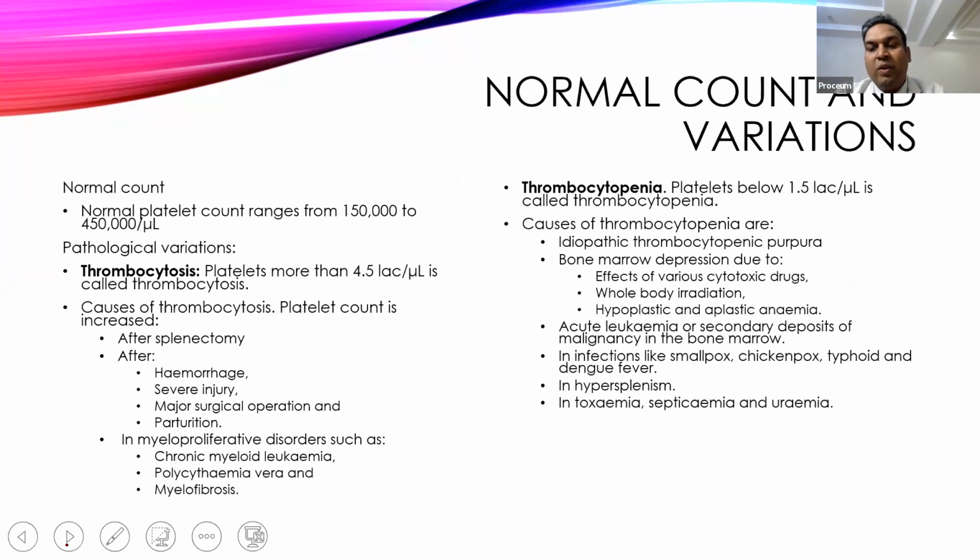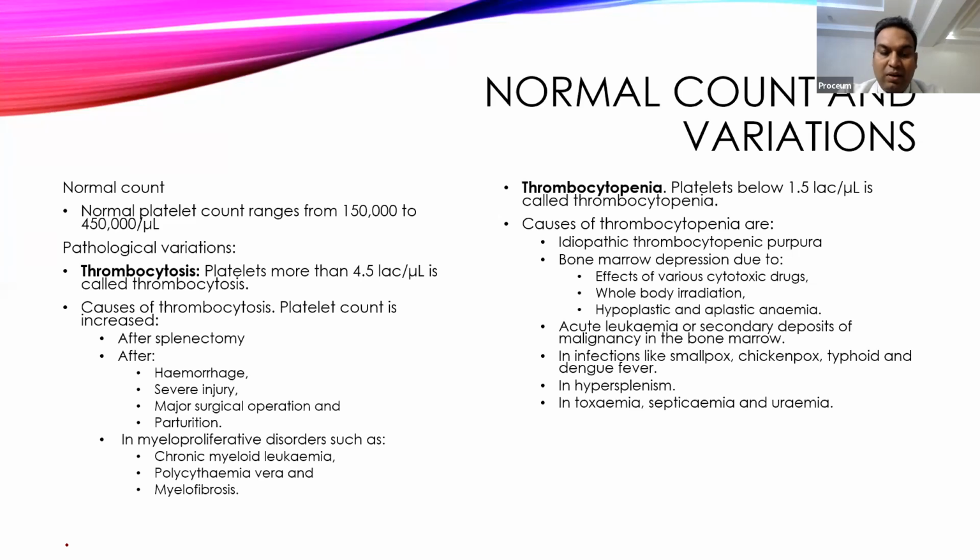Then come to the normal counts. Normal count varies from 1.5 lakhs to 4.5 lakhs. Whenever there is an increase in count, we call it thrombocytosis. Whenever the count goes more than 4.5 lakh, we consider it as thrombocytosis. And regarding causes, there are no physiological causes, there are always pathological causes.